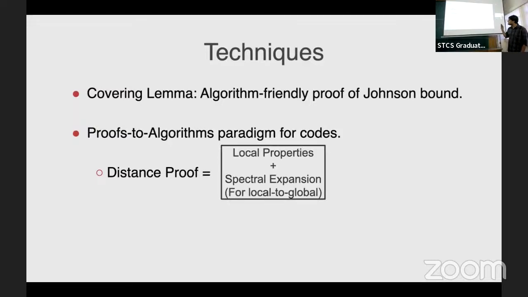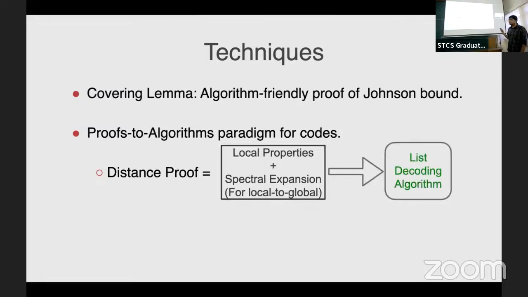So essentially what I'm saying is that if the distance proof is made up of certain local properties, in this case, by local I mean, let's say degree D, where D is constant, so we have to look at D things at one time, and the local-to-global step was done by spectral expansion, then that would directly yield a list decoding algorithm up to the corresponding Johnson-Baum. Sometimes it could even be that the true distance is different and we have a poorer distance proof that we can fit into this framework, and then we get a list decoding algorithm corresponding to the Johnson-Baum of that distance.